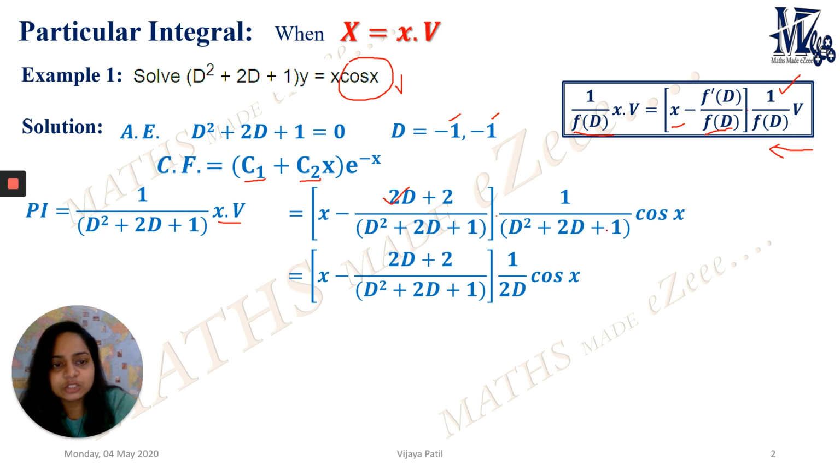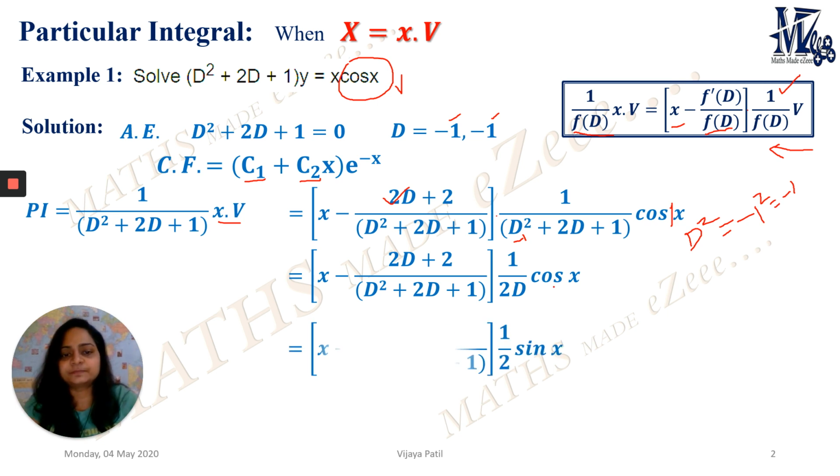If you observe this cos of x, we have seen the formula for cos of ax, and a in this case is 1. So I am replacing D squared by minus 1 squared. In short, I'm replacing every D square by minus 1. So you replace it with minus 1 in this D square, and you get minus 1 plus 1 is 0. This 2D will remain here, so it's 1 upon 2D cos of x.